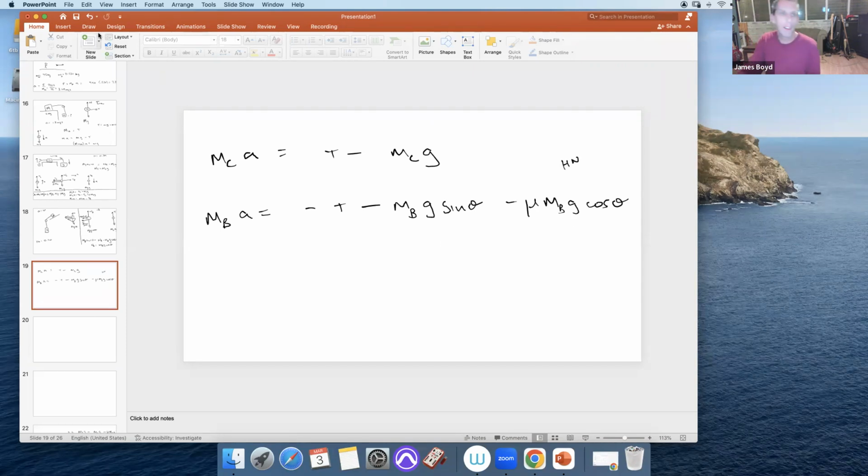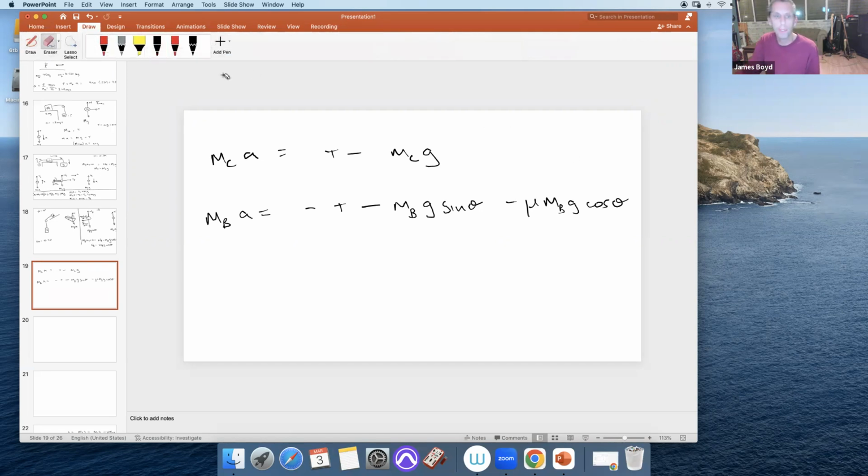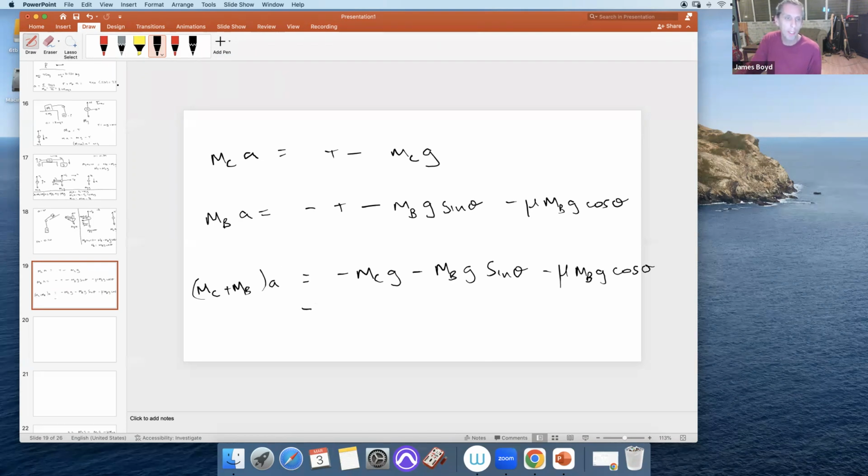If I add those two things together, I get mass of the cup plus mass of the book, a. The T's cancel. This is T and this is minus T. And I get minus m c g, the mass of the cup times g, minus the mass of the book times g times sine of the angle, minus the force of friction. And if I divide both sides by the total mass, I get a equals that over the mass of the cup plus the mass of the book.